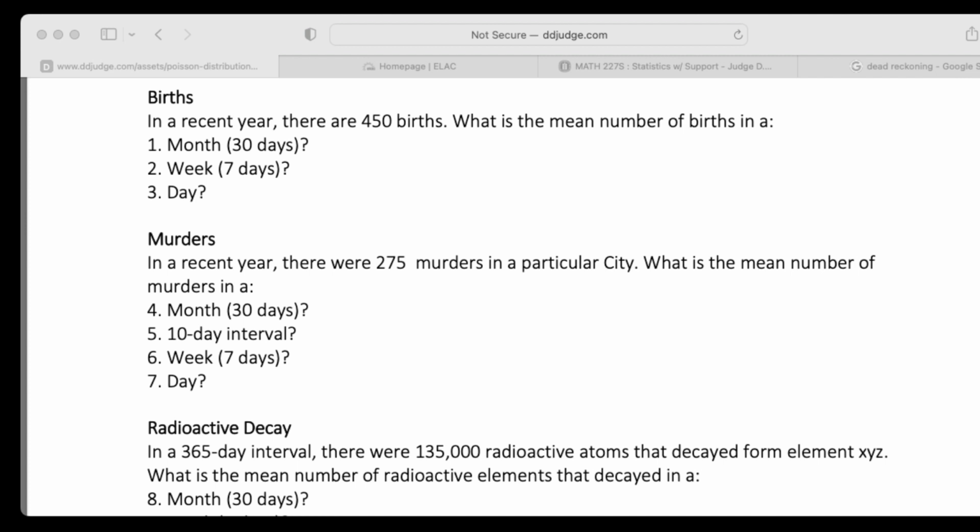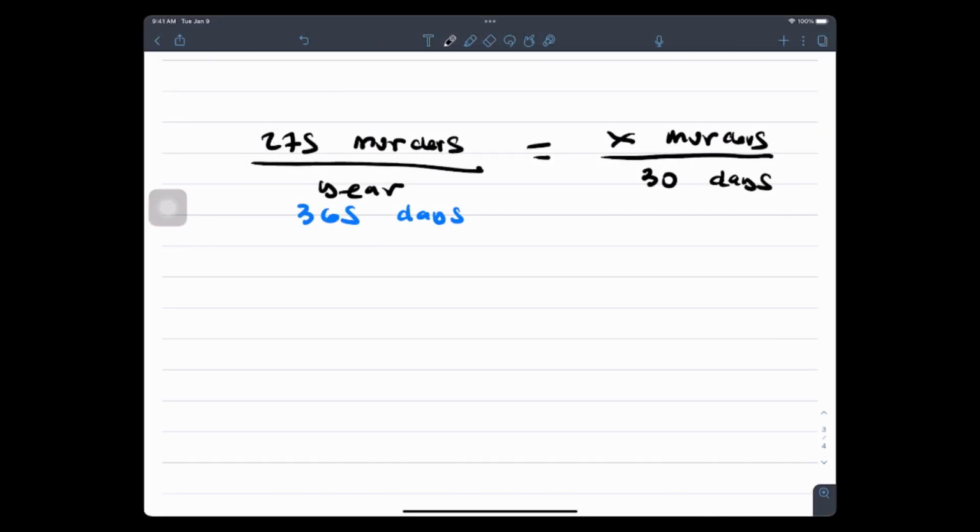Okay? Now, again, take a look, ladies and gentlemen. What do you want to do? Be consistent. Murders have to be on top. Days have to be on the bottom. You have to be consistent with the units. If you're not, it's going to be an issue, and you're not going to get the right answer. That's historically why students did not do well on that first worksheet: they were inconsistent with where they placed the units. They think they could be random.